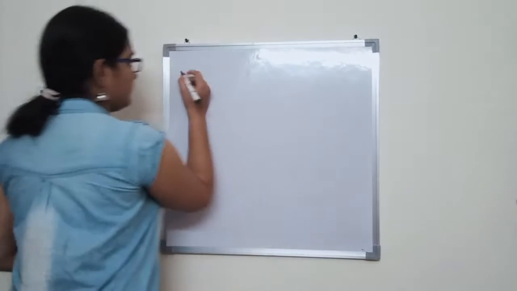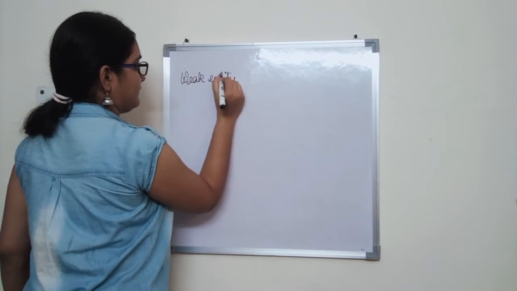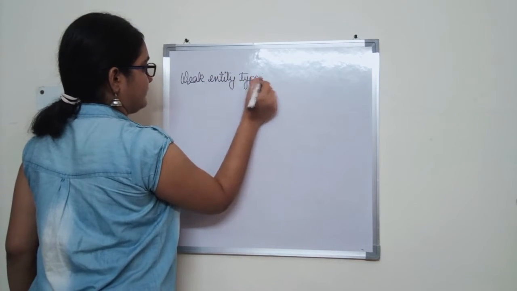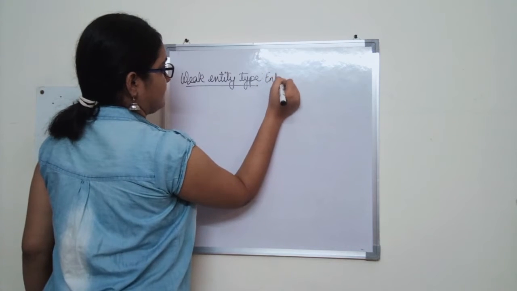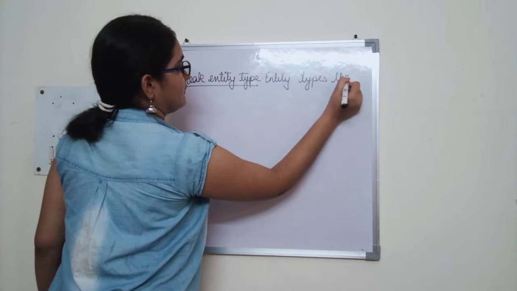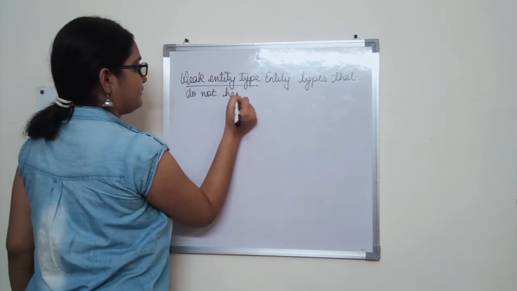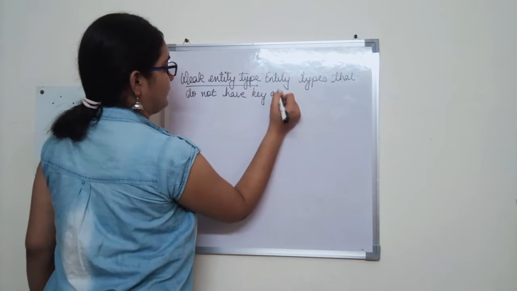A weak entity type is the one that does not have key attributes of its own. Alright, so what is the consequence of not having a key attribute? The entities in a weak entity type cannot be recognized uniquely. Alright, so let me write it again. Weak entity type, that do not have key attributes of their own.